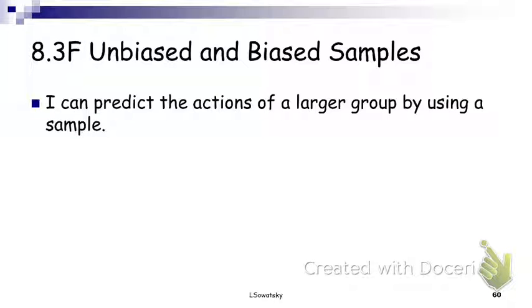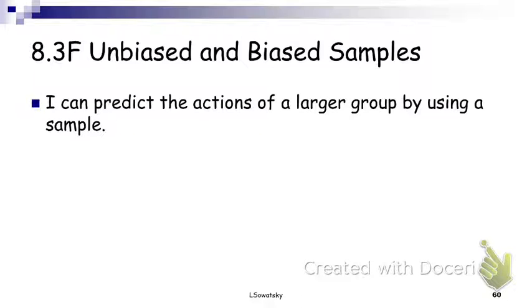All right, this is the last section out of this chapter, 8.3F. This is for 7th grade math, unbiased and biased samples. And I can predict the actions of a larger group by using a sample. So this is actually very similar to 8.3E. It just kind of comes off of it.